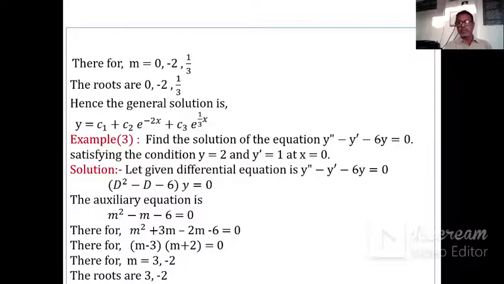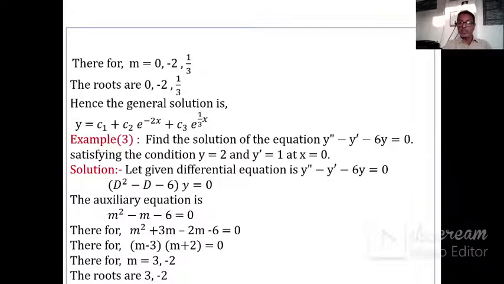For this purpose, rearrange the differential equation as (D² − D − 6)y = 0. Therefore, from this, f(D) is D² − D − 6. Therefore, the auxiliary equation is f(m) = 0. Therefore, we obtain m² − m − 6 = 0.